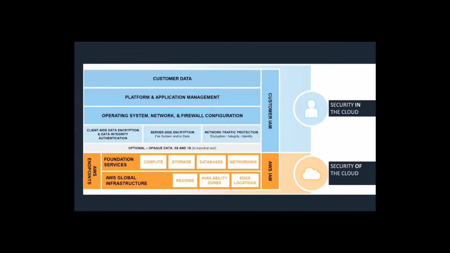So typically in this case, you can see that something we would manage is compute, storage, database, networking, regions, edge locations. Global infrastructure is something we take care of. And then as customers, it's your responsibility to manage customer data, platform application management, and so forth.